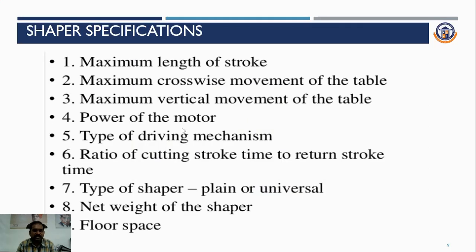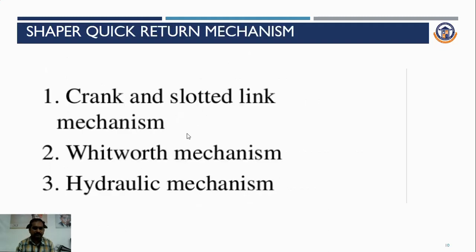Specifications of shapers: the maximum length of stroke, the maximum crosswise movement of the table, the maximum vertical movement of the table, power of the motor, type of driving mechanism, and the ratio of cutting stroke time to return stroke time. Then the type of shaper, plain or universal, the net weight of the shaper, and the floor area. These are the main specifications of shaper machines.